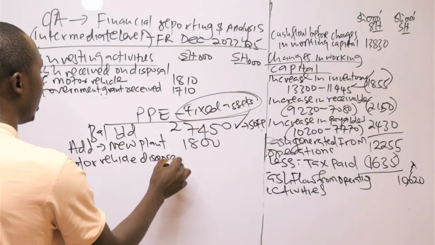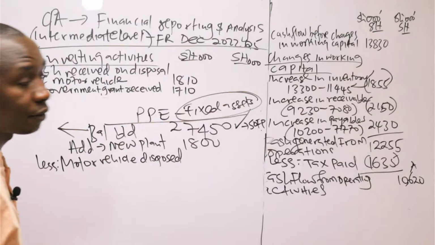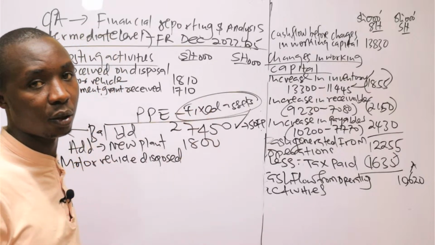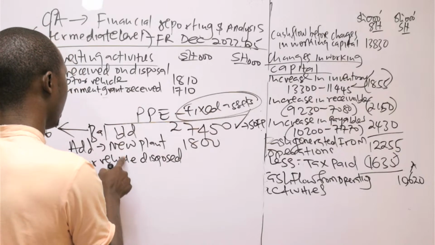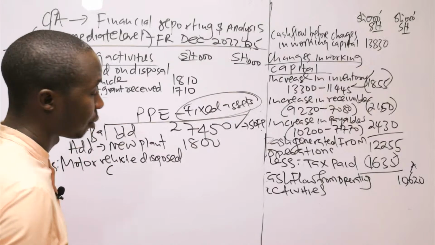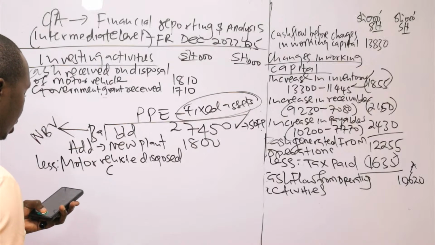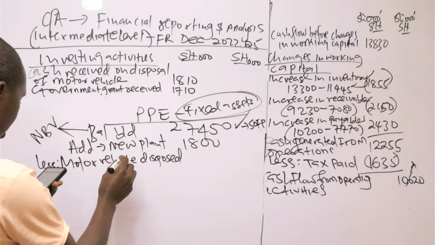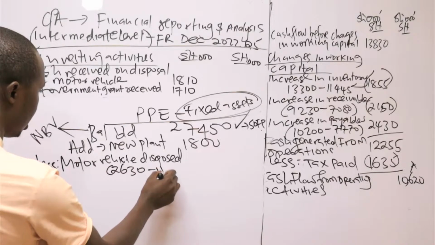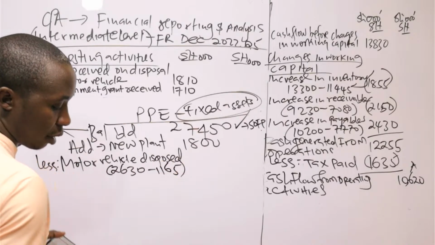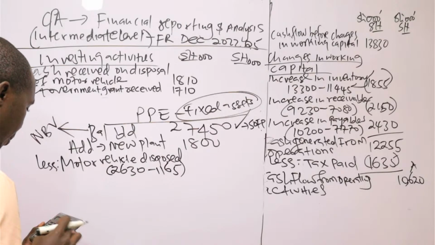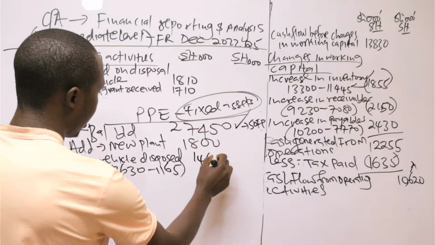Remember that the 27,450 I started with is a net book value, meaning all the other items I record have to be on a net book value. Like this motor vehicle, I will not record the cost, but the net book value, which is the cost minus accumulated depreciation. The cost of the motor vehicle is 2630 minus the accumulated depreciation of 1165. So this is 1465.